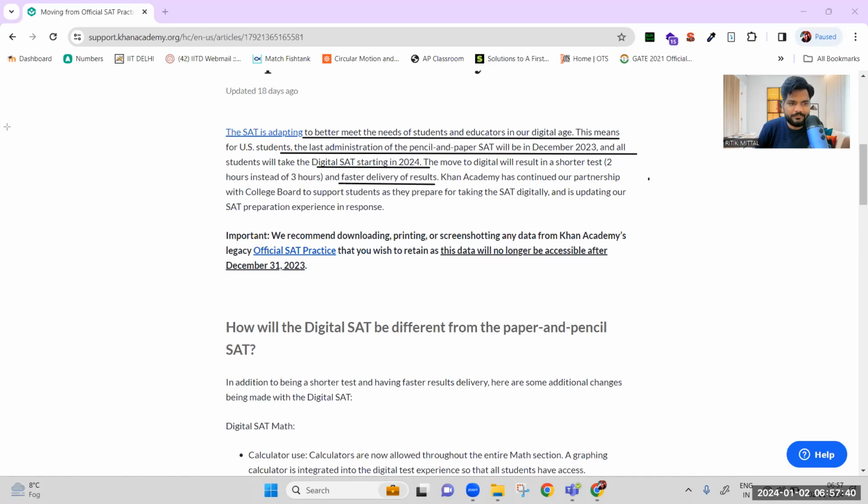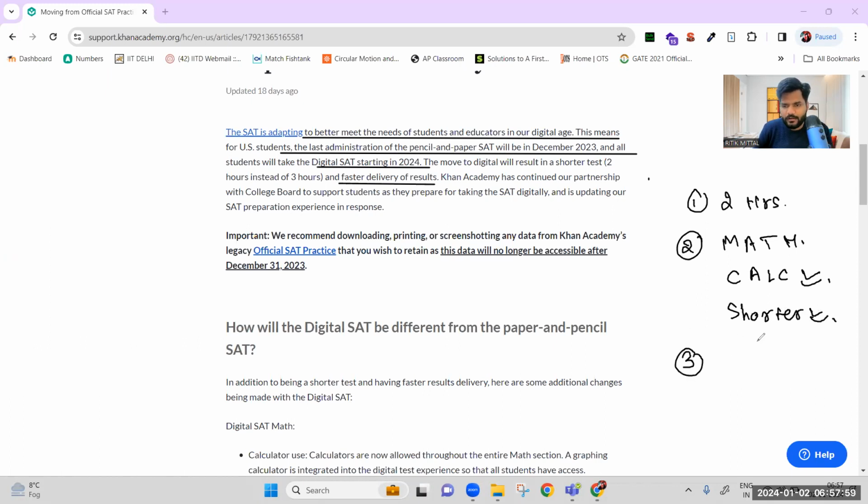So let me summarize the differences once again. Point number one, it will be of 2 hours. The second point, if I talk about the math section, in the math section you will be getting a calculator for all the questions. For all the questions, calculator will be allowed. Question length will be shorter. Why? Because it is appearing on the screen.